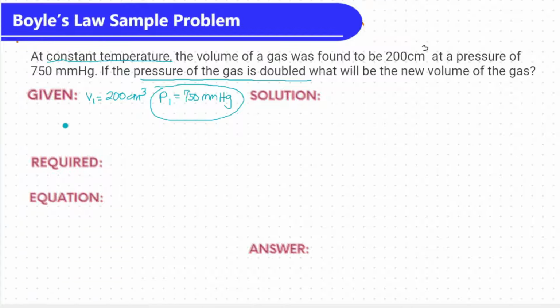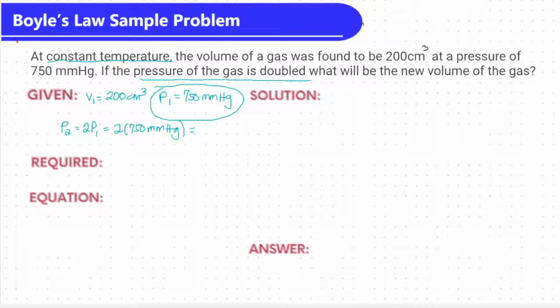Okay, so 750 times 2, that would be our P2, and that would be equal to 1,500 millimeter mercury. Let's write that here in our given. Okay, so remember class, no? Here in Boyle's law, we are not really very strict on the units unless number 1, your teacher specified the unit kung paano nyo i-express ang inyong answer. And number 2, kung ano yung given units, yun din dapat yung magre-reflect sa ating final answer.